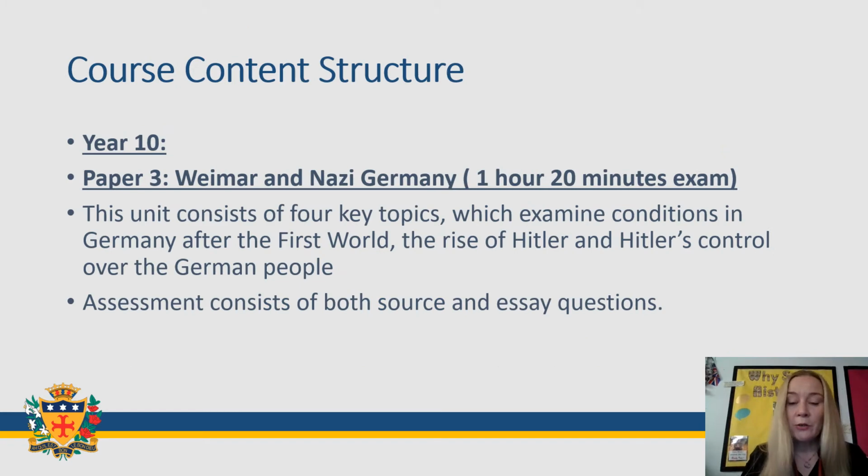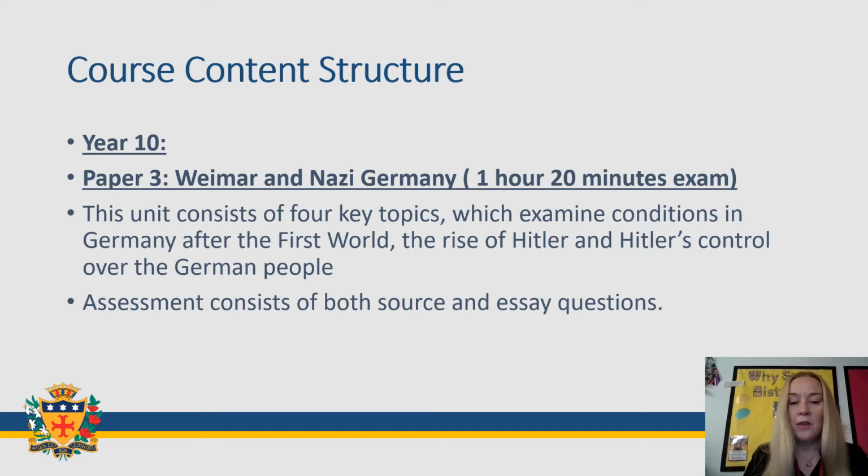So what will you actually study in GCSE history? Well, in year 10, you'll begin with paper 3, which is the Weimar and Nazi Germany unit, which consists of a 1 hour and 20-minute exam. You've already started some elements of this year with your work on the rise of Hitler. So we will revisit these topics, but we'll also add more depth to them.